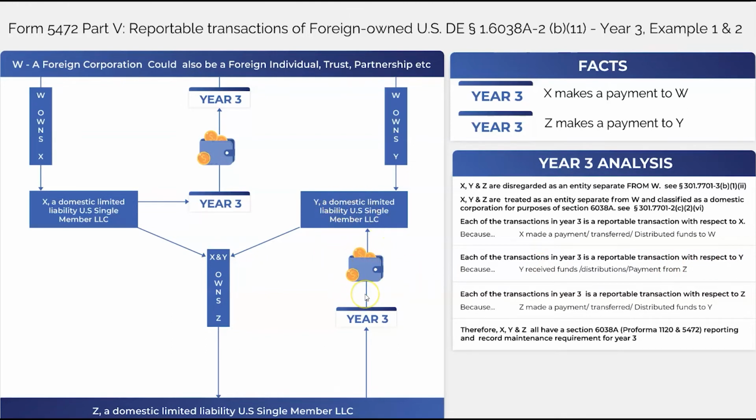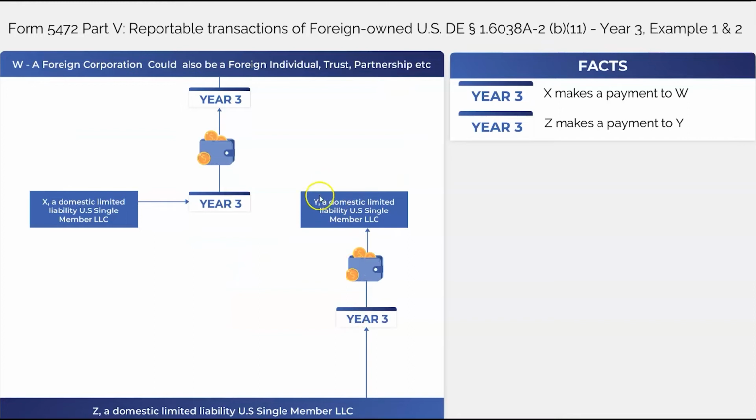It's pretty simple. Let's roll back and see. Y has a reportable transaction because it received money from Z. As you can see from here, money went from Z to Y. So Y is going to report on 5472 that it received money from a related party here, which is Z. And that's why Y has a reportable transaction.